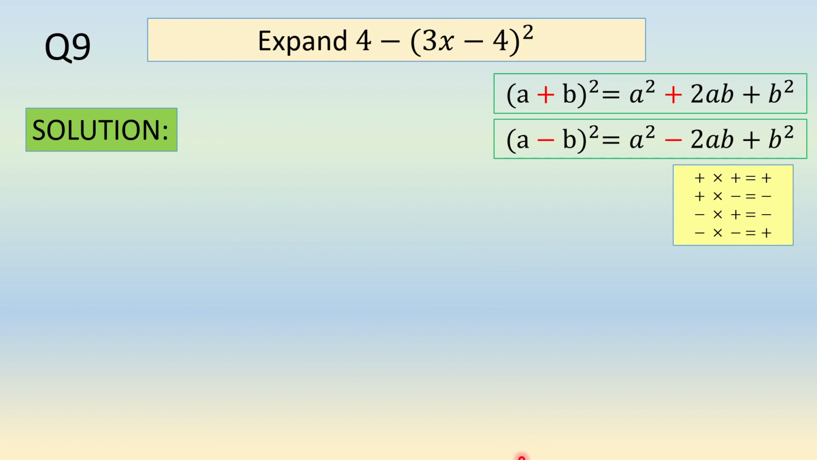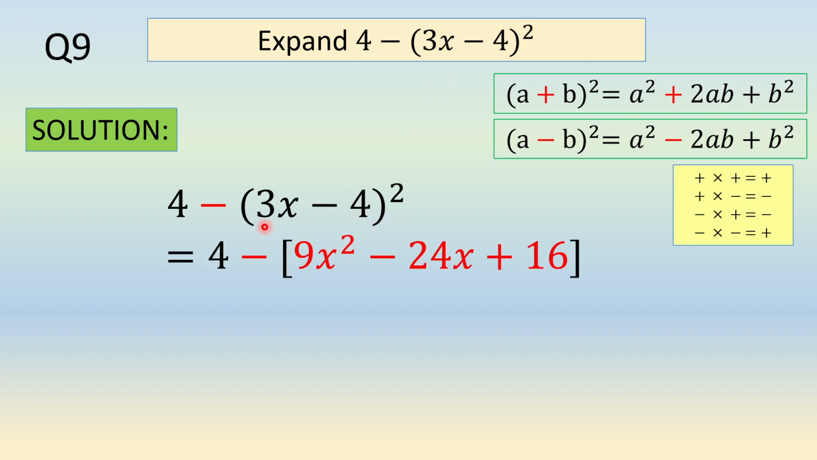Okay, question 9. 4 minus (3x minus 4) in bracket square. In order to solve this, I'm going to do the square first. Remember, you have to do the square first. For the expansion of the square, if you still remember the steps, you square the first term, 3x square, and you obtain 9x square. Followed by the second term: you multiply all three terms, 2 times negative 4 times 3x, and you will get negative 24x. Plus the third term, you have to square negative 4. Make sure to use brackets. Negative 4 square gives you 16. So this will be the expansion of (3x minus 4) in bracket square.